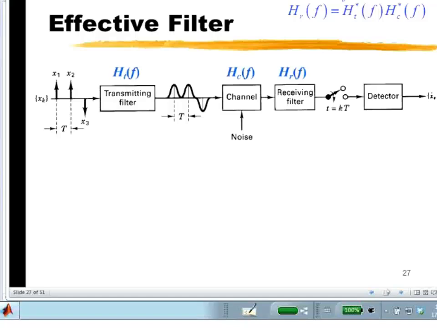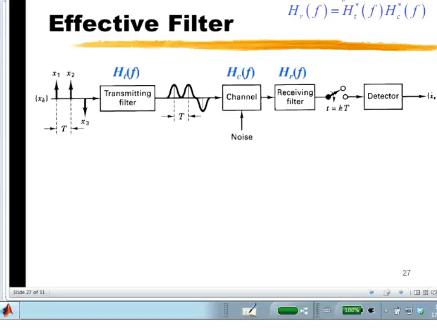Or if we look in the frequency domain, we would say that the transfer function of the receive filter should be equal to the conjugate of the product of the transmit pulse frequency response times the channel frequency response.